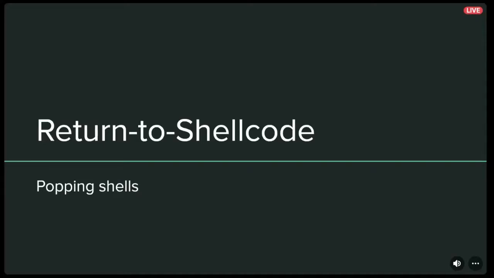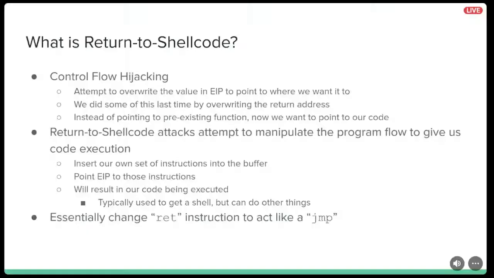So the first thing we'll be going over is a type of attack called return-to-shellcode, and this is actually using an executable program to pop a shell. So what is return-to-shellcode? Again, we're using control flow hijacking, essentially just putting an official name to what we did two weeks ago, where we attempt to overwrite whatever is supposed to go into EIP. If you remember, that's the instruction pointer register that points to where the next instruction to be executed is. So essentially, we're trying to find some way to overwrite EIP to point it wherever we want.